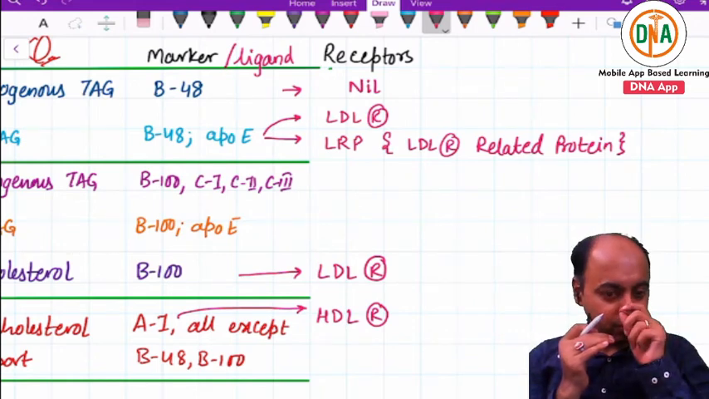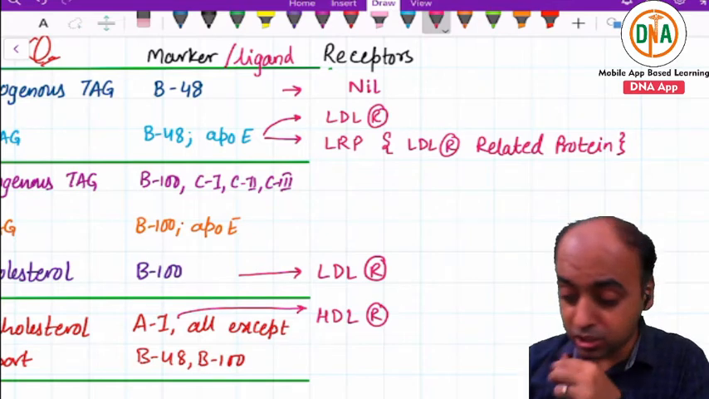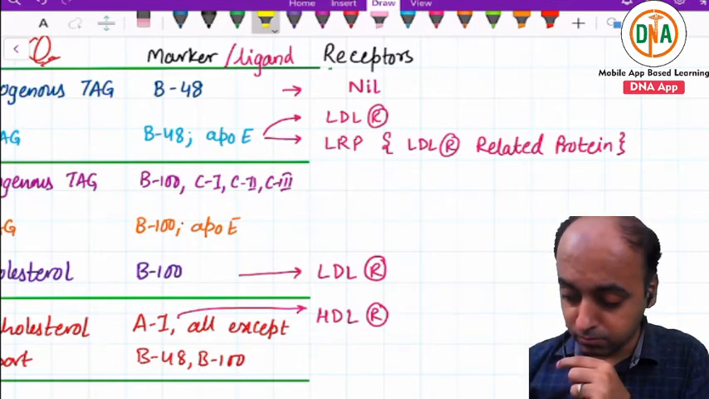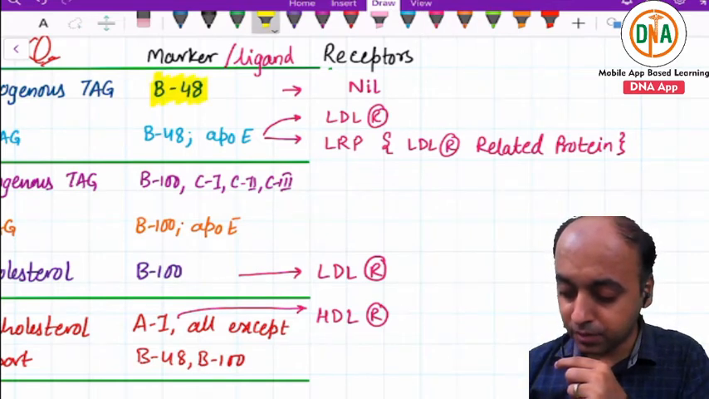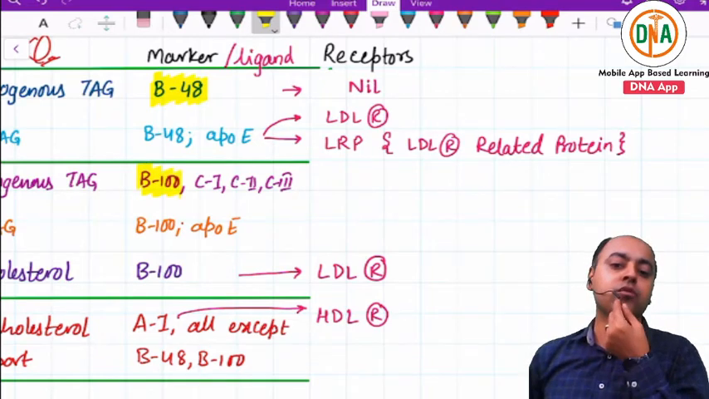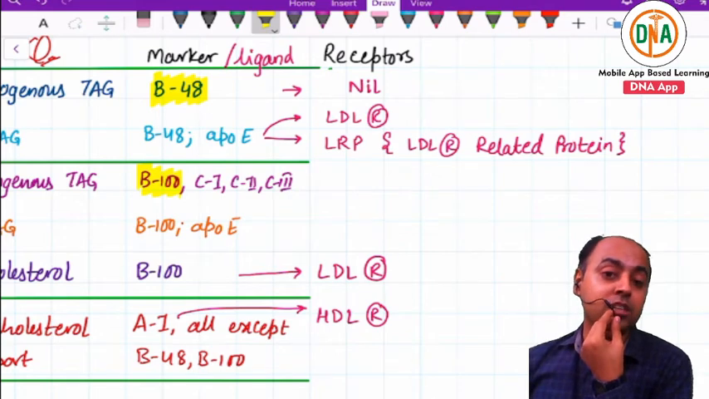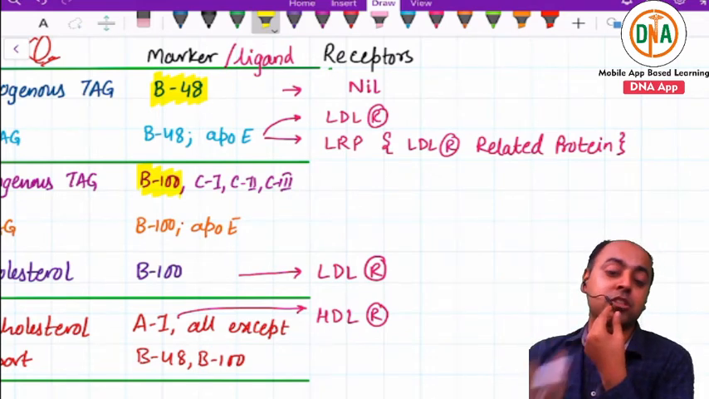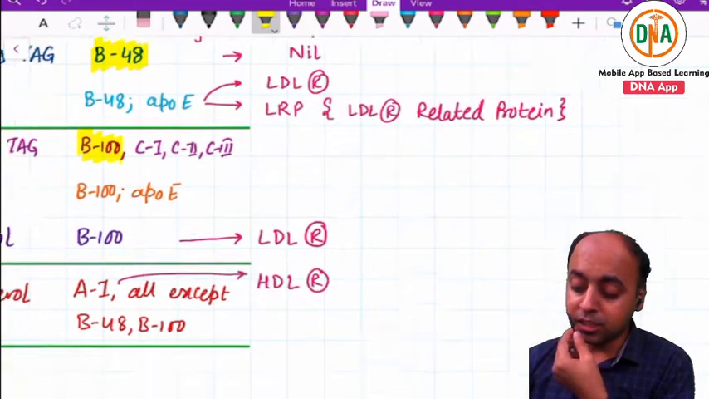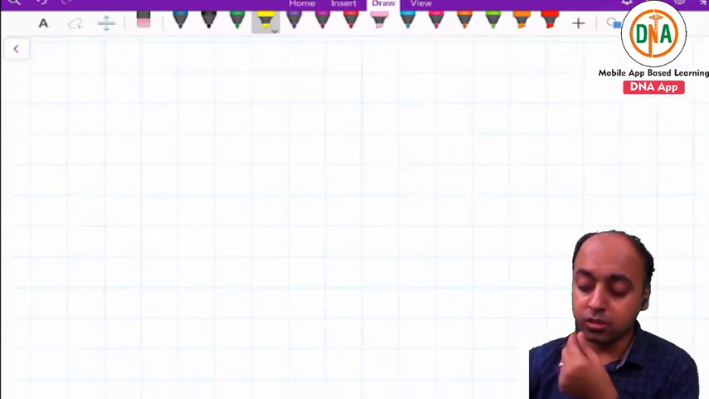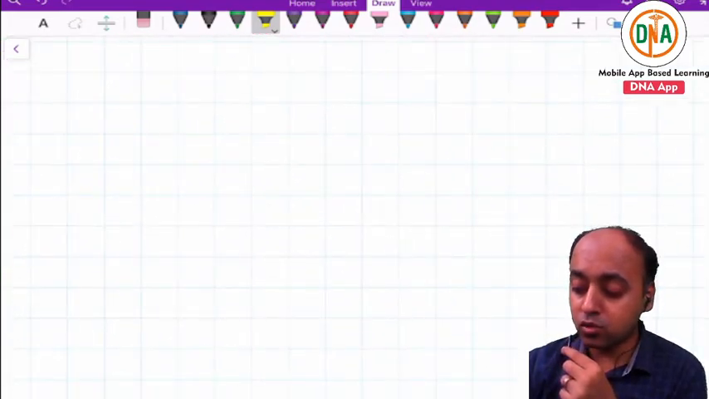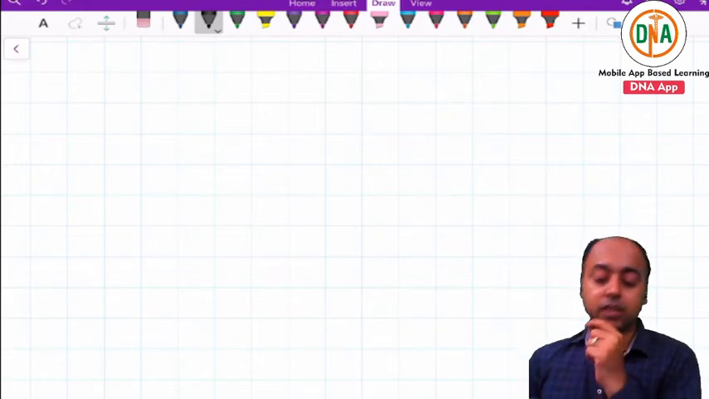Now one very important point, or you can say distinction, between B48 and B100. There is a lot of confusion among the students related to this point. Even the confusion is there in the books. Even the same textbook sometimes mentions different descriptions for these two proteins. So I'll quickly show you. Please understand carefully.